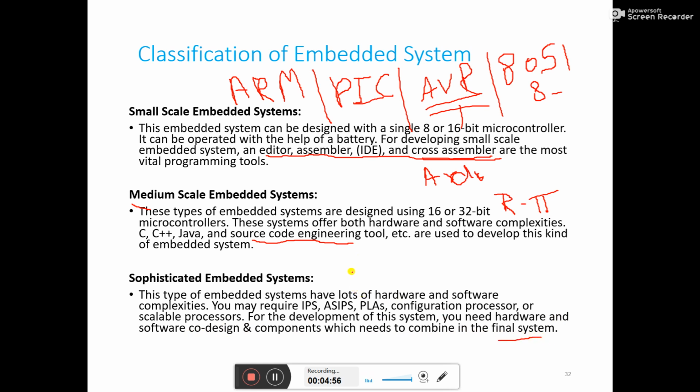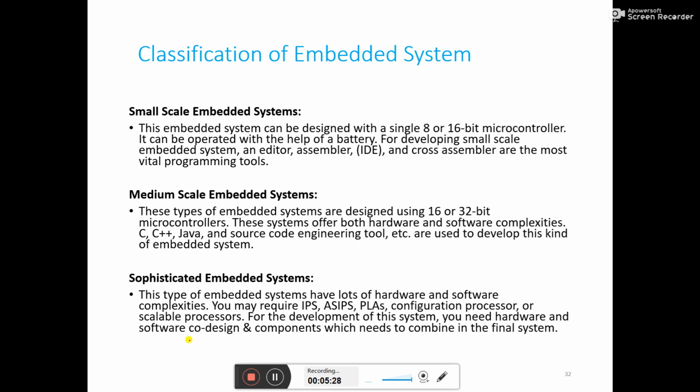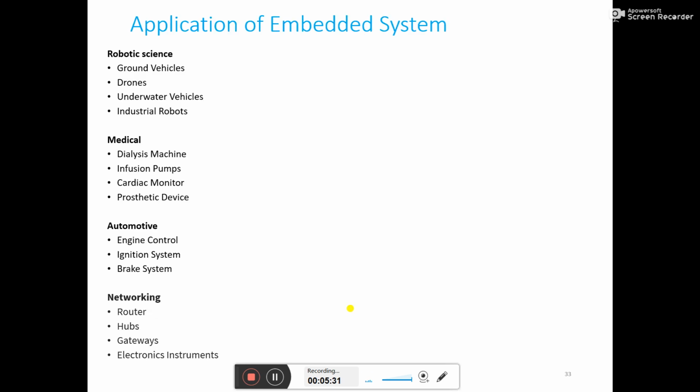Very important: you can go with image processing types of things when the embedded system, for example camera modules, needs a sophisticated embedded system. Also where we need extraordinary performance of the system, for example missiles and rockets. These types of applications use sophisticated embedded systems, and this is all for the classification of the embedded system. Now there are some applications of the embedded system.